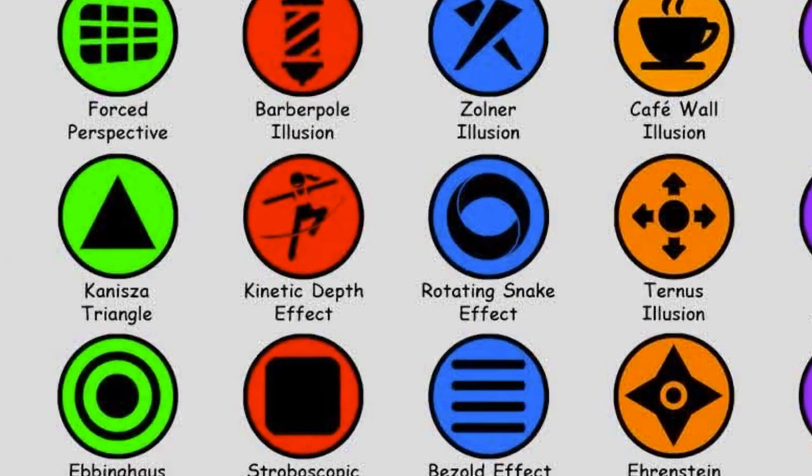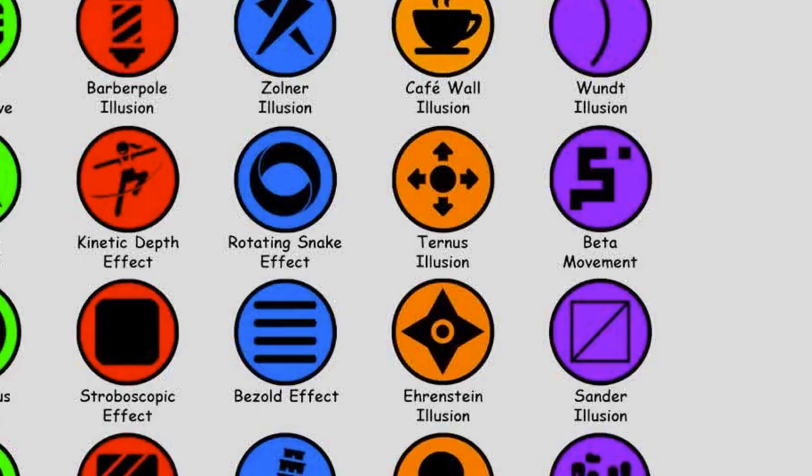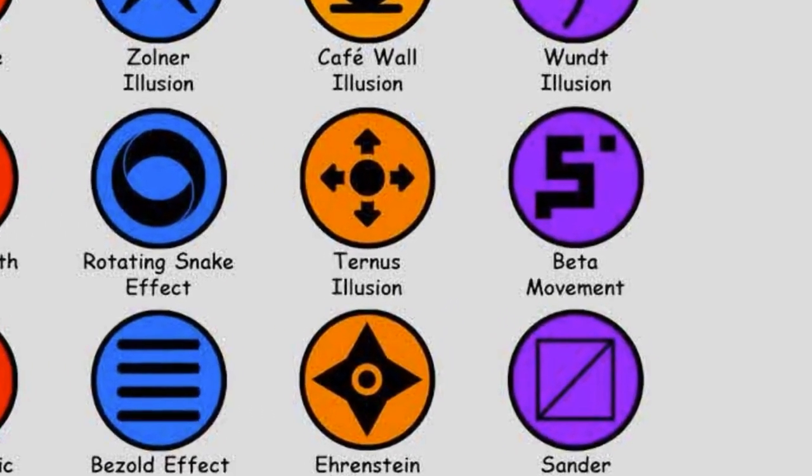Number 23, rotating snakes. These circles might look like they're moving, but they're actually stationary. It's a stroboscopic effect combined with contrast and small eye movements that trick our brain into perceiving motion where there is none. Number 24, beta movement.